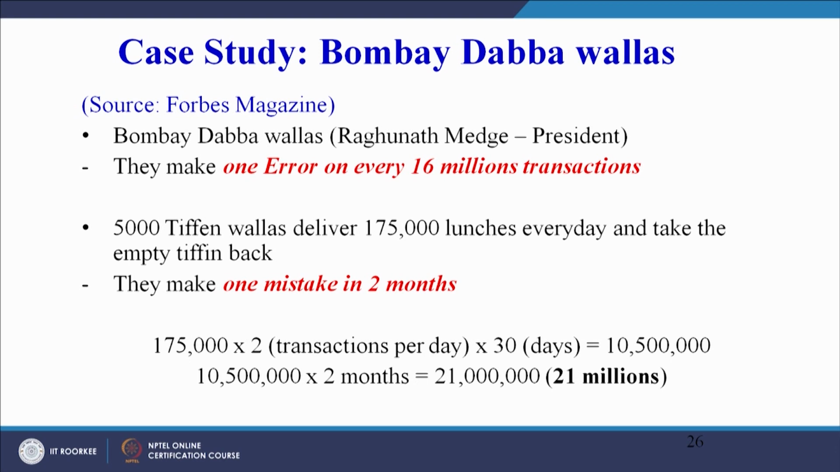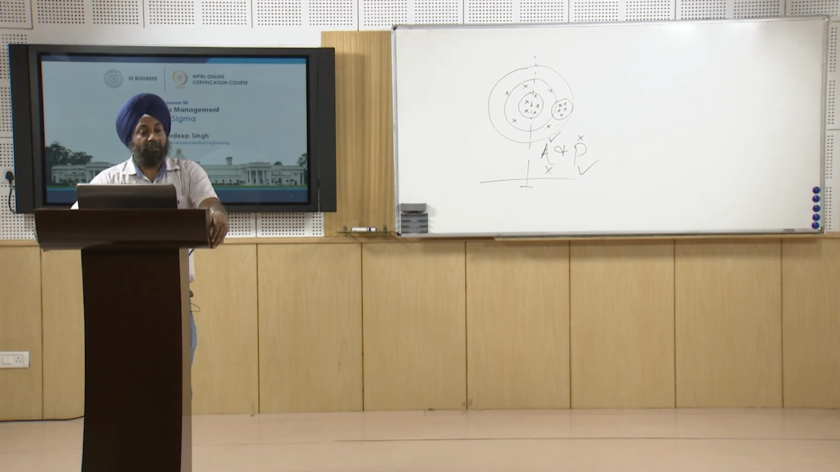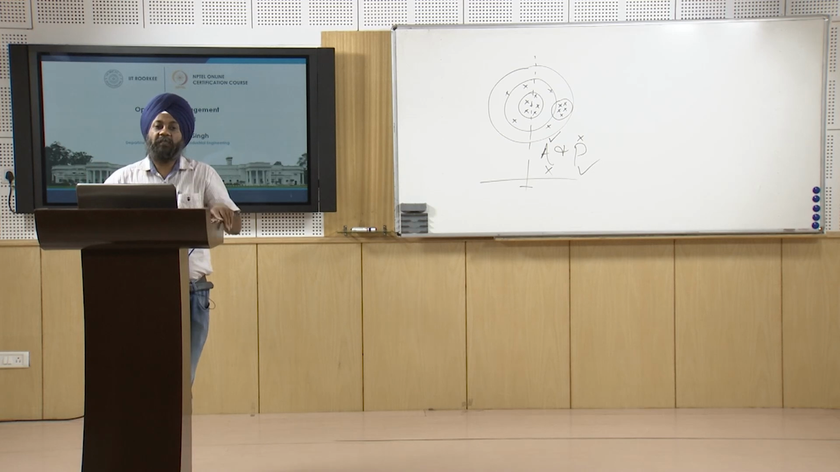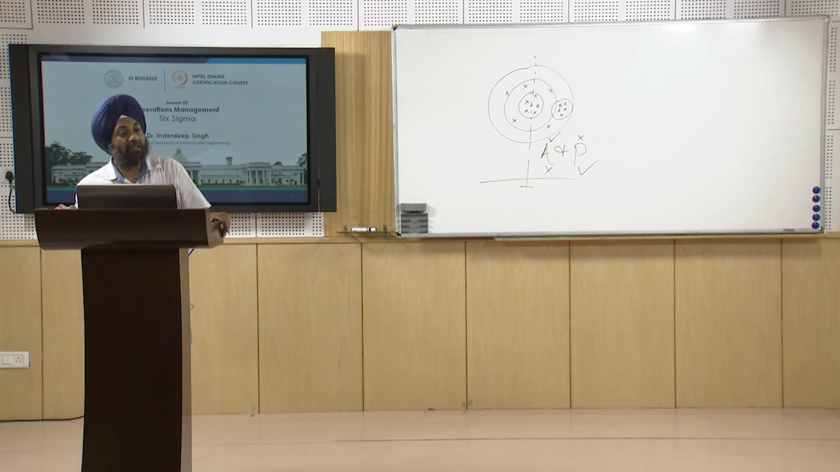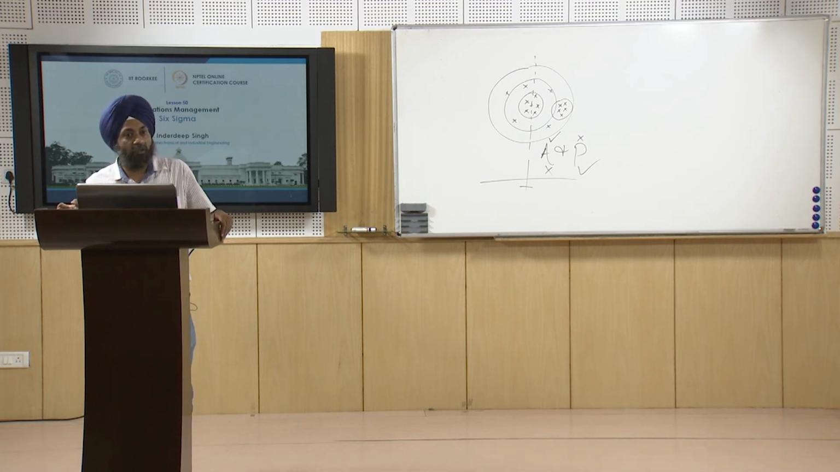So we can see for 2 months it is coming out to be 21 millions, and in 21 millions they make only one mistake. So we can see the level of accuracy, the level of hitting the target value again and again without any mistake. That is what has been achieved by the Bombay Dabbawala. So we can see the same concept or methodology may be applied in shop floor operations also, and the number of defective items can be reduced. It is possible to reduce them if we use a systematic approach of managing our operations.